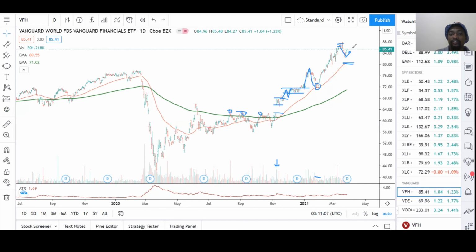So now the ETF is currently trading at $85 per ETF. You can buy here and have your stop multiple ATR below this swing low, or you can even have your stop loss at a close below the 50-day moving average. The short-term target is about $88, but there is a possibility that it will continue to go up.